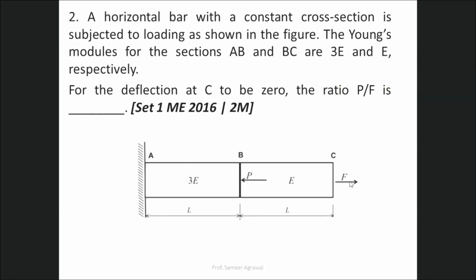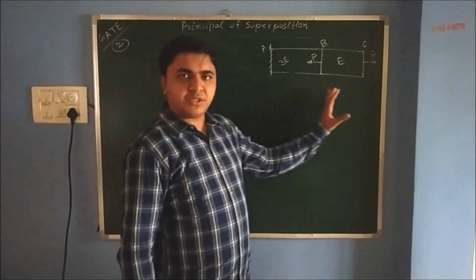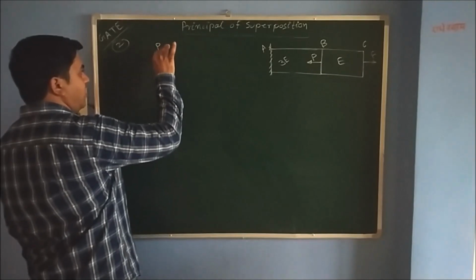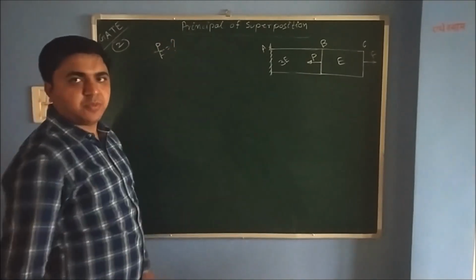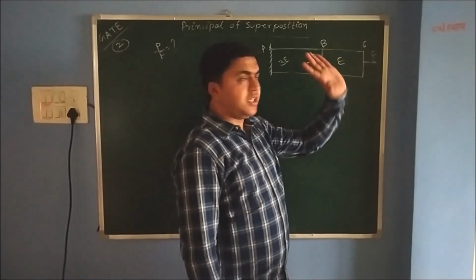Okay, so let's see this problem on the board, so that will be very easy. Very easy problem, and this one asked for 2 marks. So this problem was based on the principle of superposition, and they have asked you to find out the ratio of P upon F. And you will note that the deflection of point C is 0.